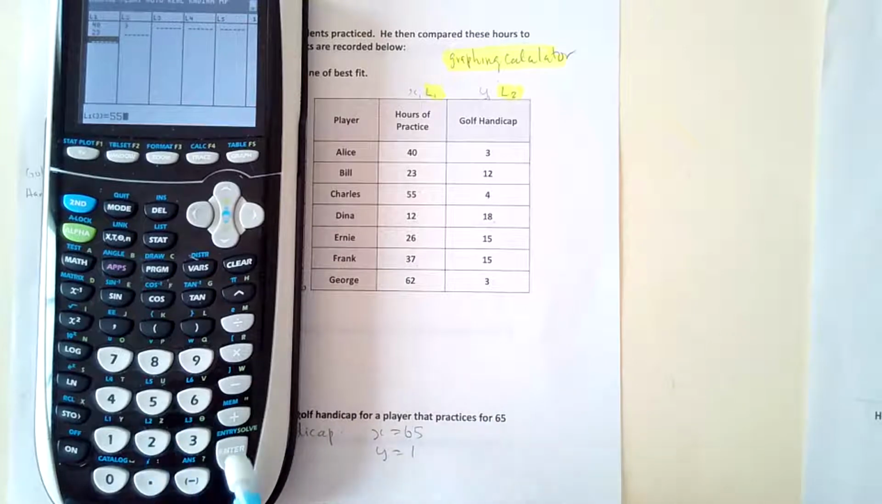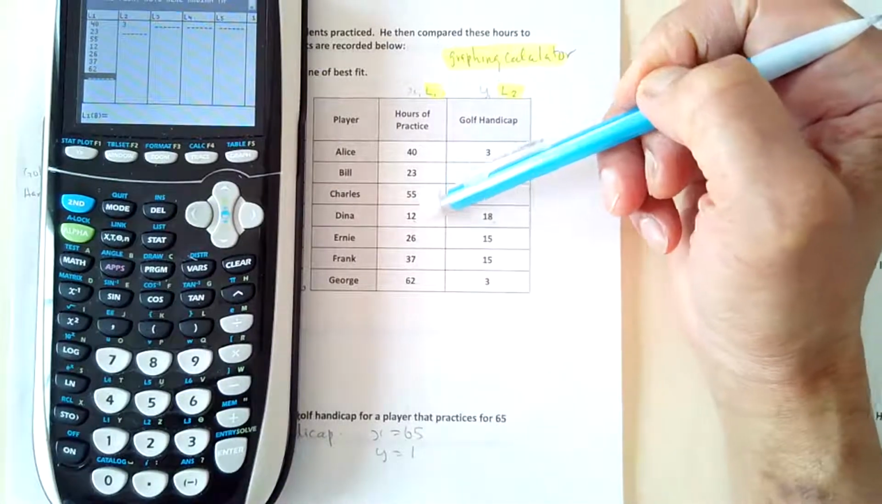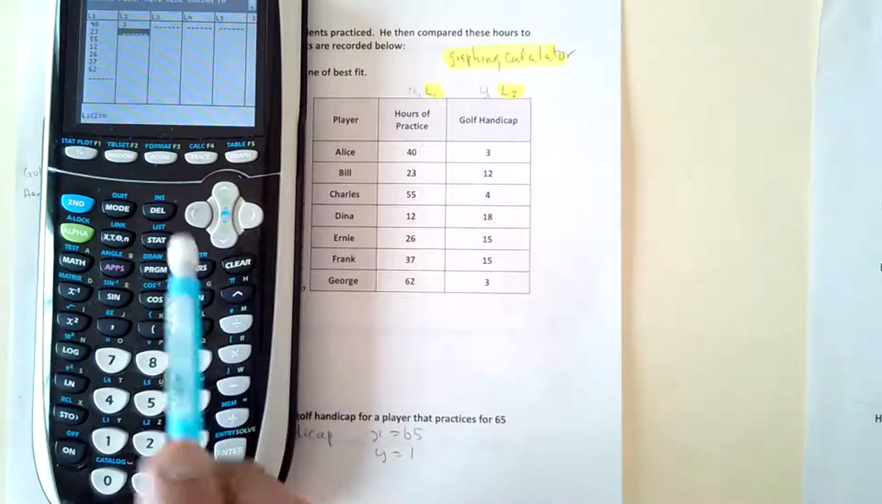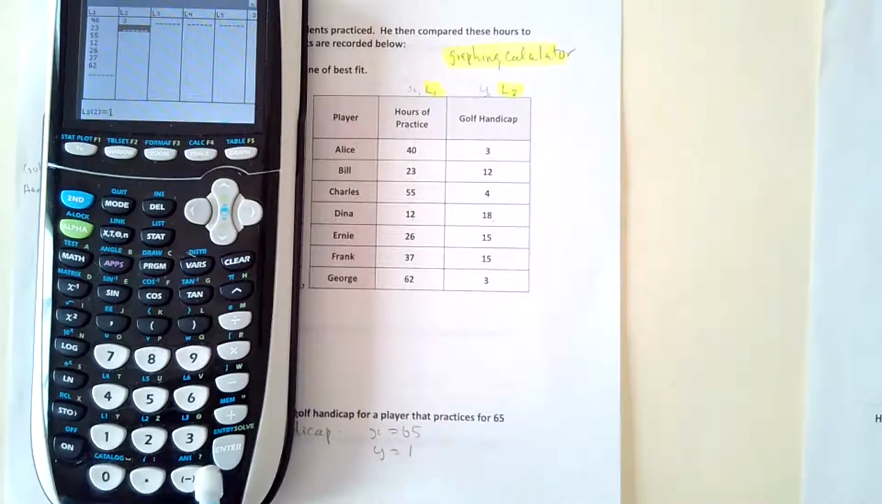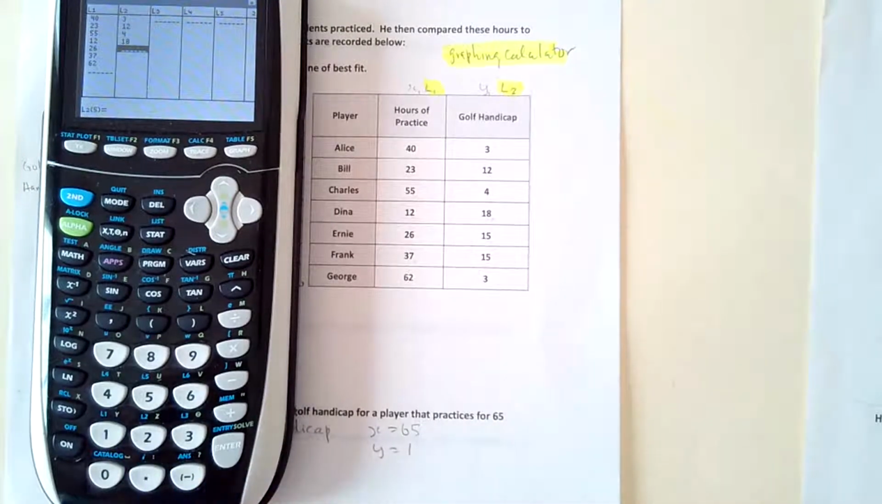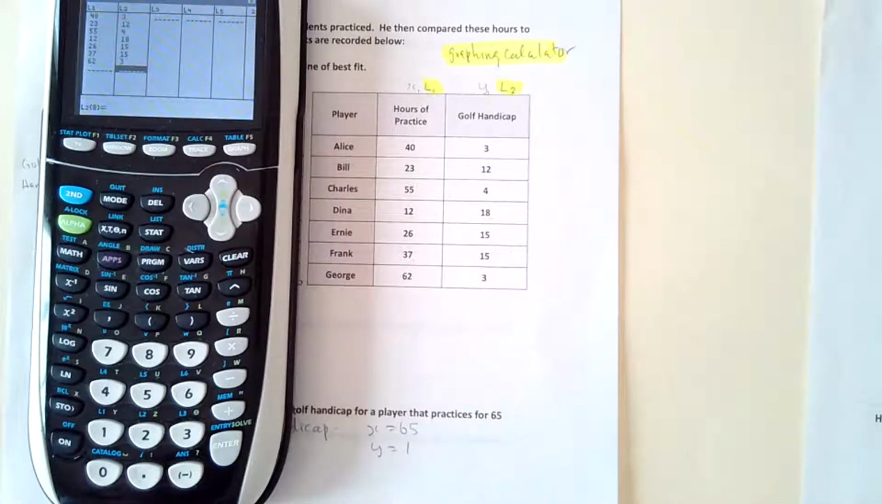So 23, and you have 55, enter. You have 12, enter. 26, enter. 37, enter. And 62, enter. Now let me make sure I have my data correct: 40, 23, 55, 12, 26, 37, and 62. Now I'll go over to my right side. Now I already have 3. Next is 12, enter. 4, enter. 18, enter. 15, enter. 15, enter. And the last one is 3, enter. Now you have your data in your list.